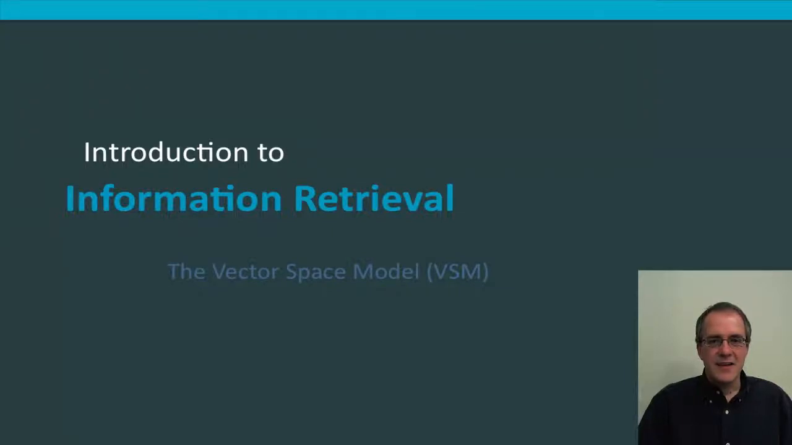Hi again. Okay, we've already laid some of the groundwork with notions like term frequency and inverse document frequency, but in this segment what I want to introduce is properly the retrieval model of the vector space model, which is one of the most commonly used models of information retrieval in real systems.